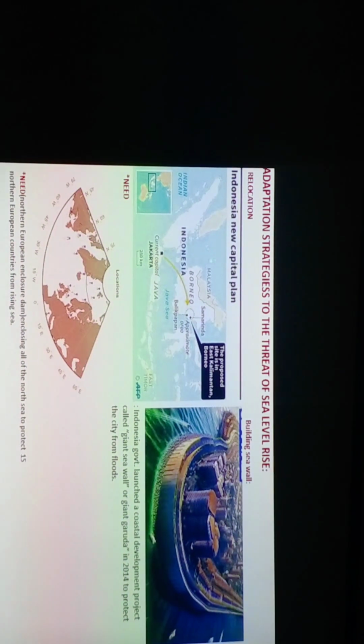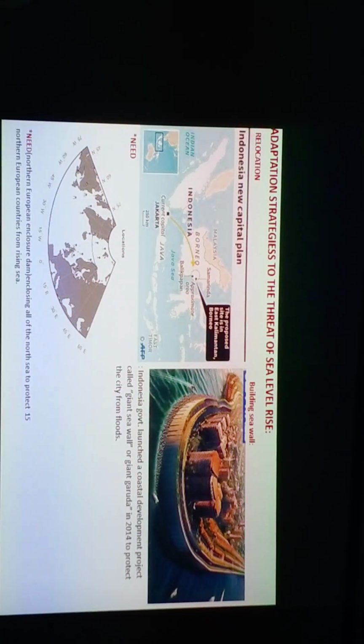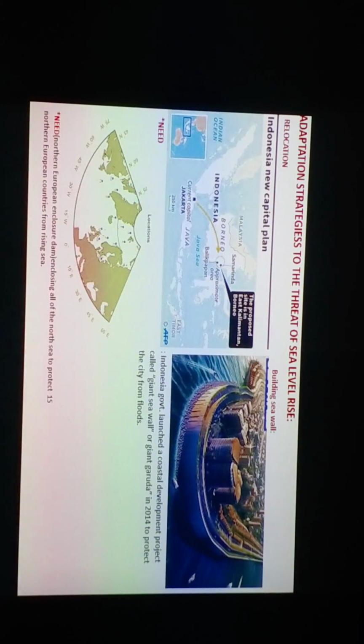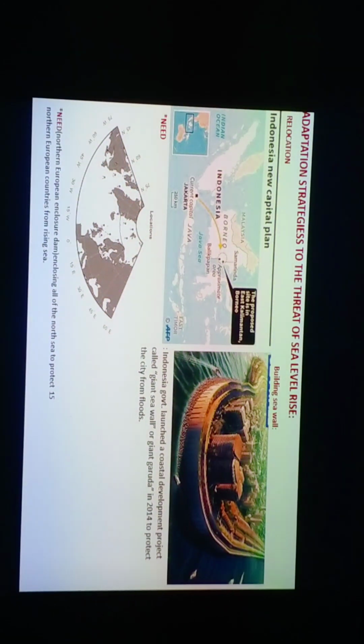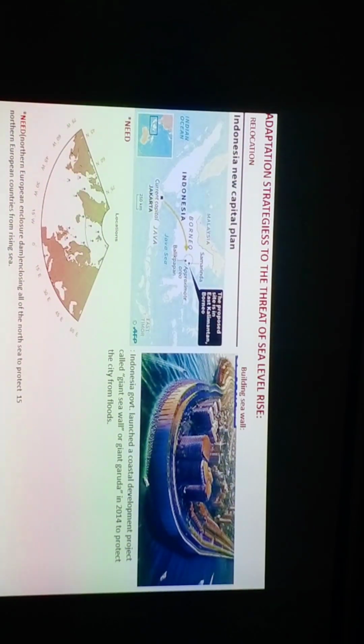These are some examples, like the capital of Indonesia, Jakarta. It is being planned to relocate Jakarta to Borneo, and the Indonesian government launched a coastal development project, which is also known as the Garuda, the Giant Sea Wall. It is to be built by 2040 to protect the city from floods, and it is proposed by researchers to create a Northern European enclosure dam to protect 15 Northern European countries from the rising sea.